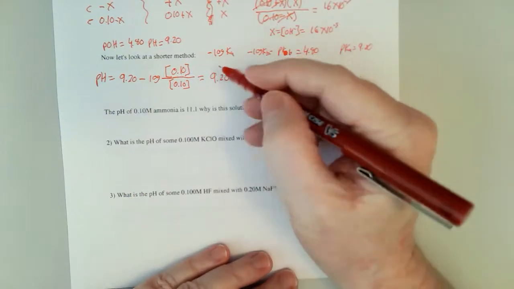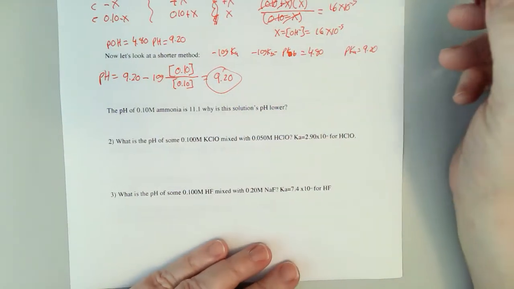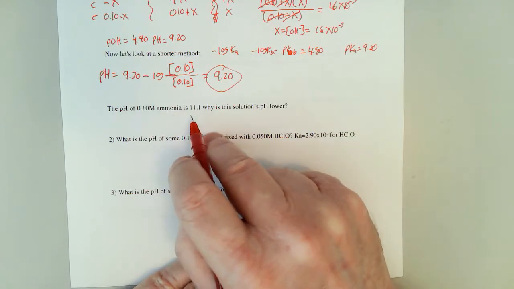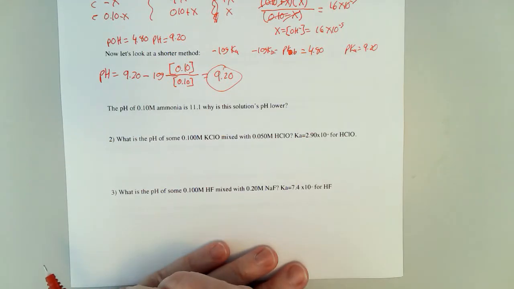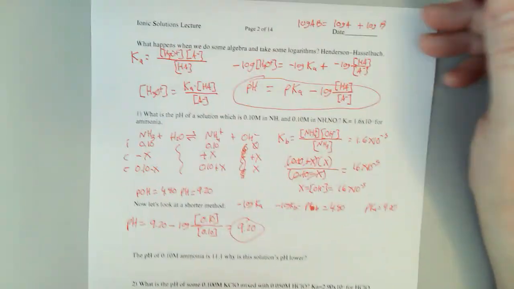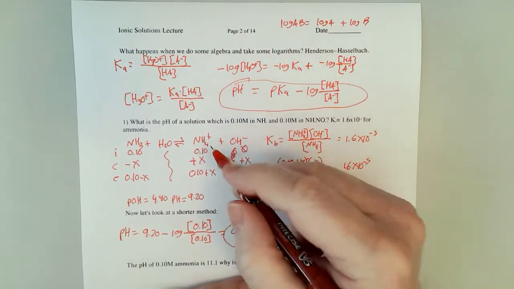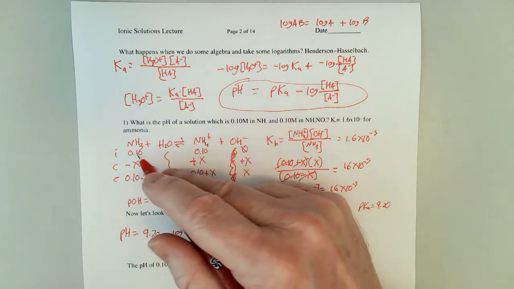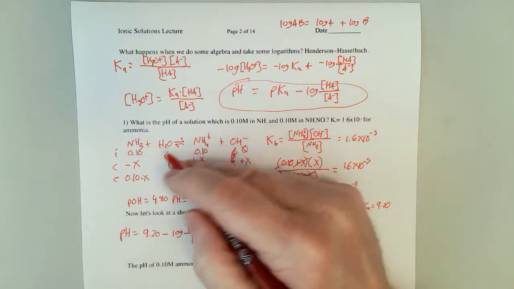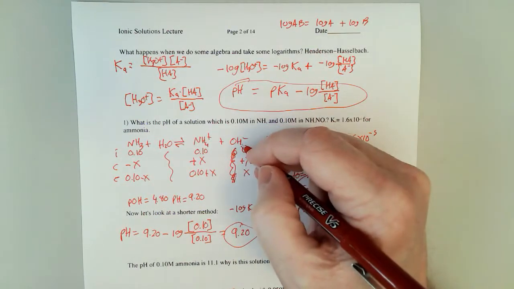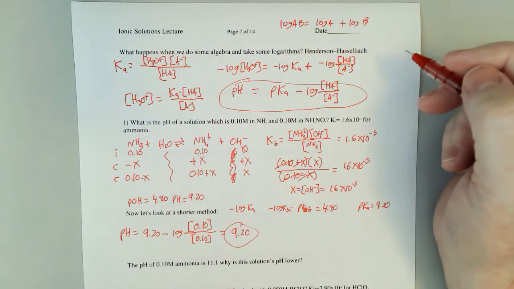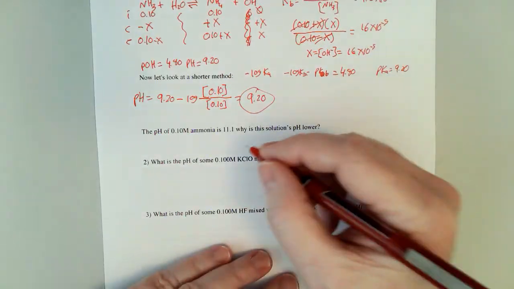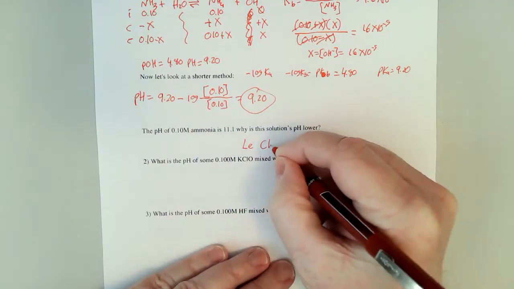So, this buffer has a pH of 9.20. But the pH of just regular old 0.1 molar ammonia would be 11.1, much, much higher. So why is this pH lower? If you look in this reaction, by having the ammonium already present, it shifts the equilibrium drastically back to the left, which means it's decreasing the amount of hydroxide ion that's present. Okay? All right, so let's call it Le Chatelier.